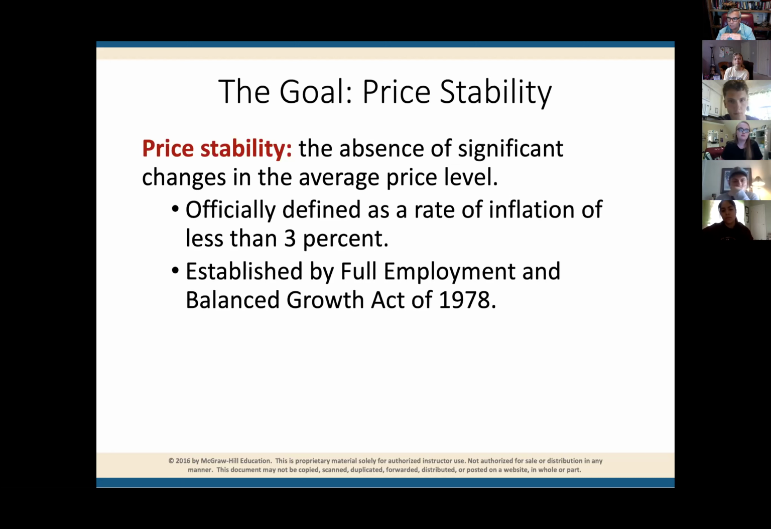We want to keep inflation at less than 3%. And we have been very, very successful in the United States. We have been able to keep inflation at less than 3% for many, many years. Okay.